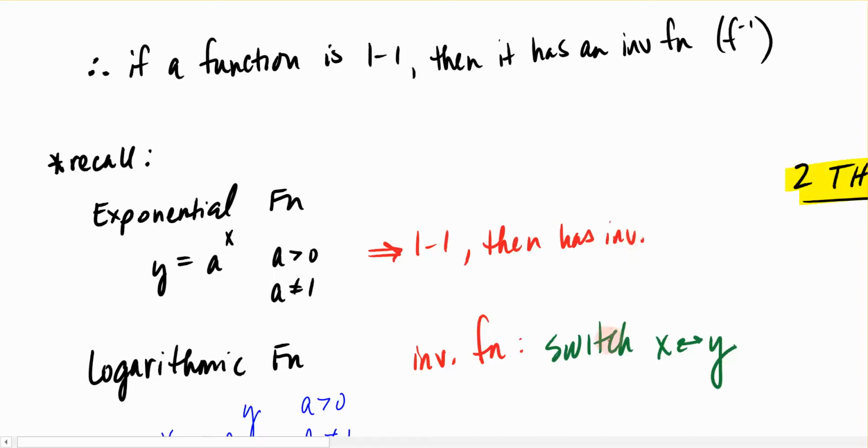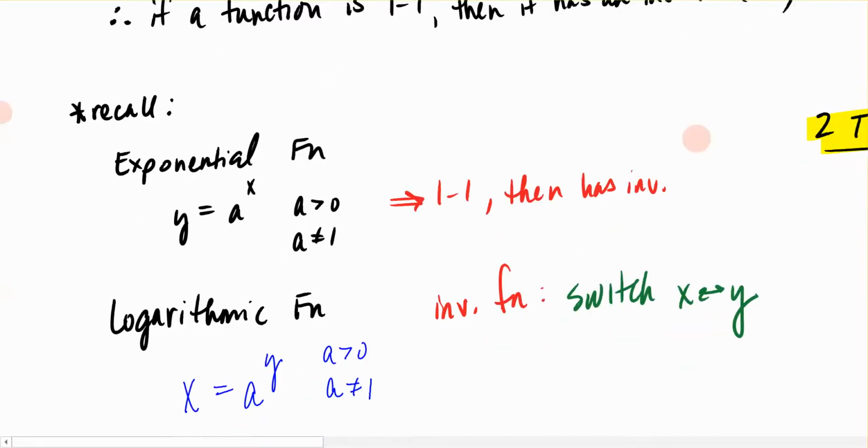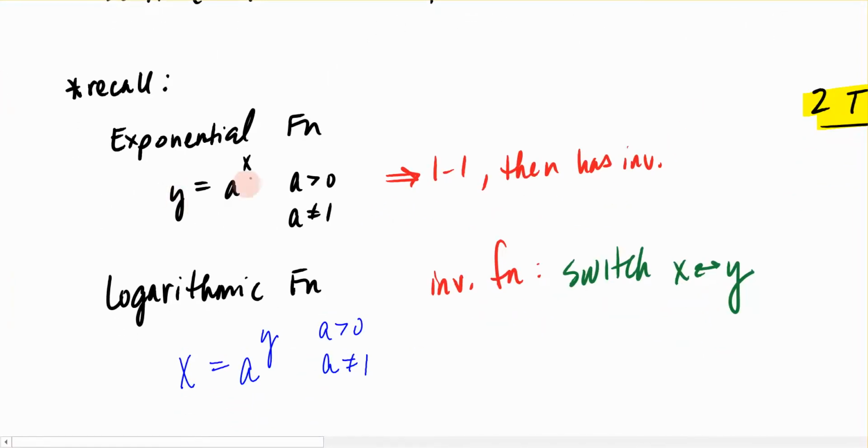We said that in order to find the inverse of a function, we just switch the x's and the y's. So if my exponential function is the one I want to find the inverse of, then I switch the x's and the y's to create the logarithmic function x equals base a to the y. Notice that both of these functions still keep the same requirement here that base a must be greater than 0 and not equal to 1 for both of these things to happen.